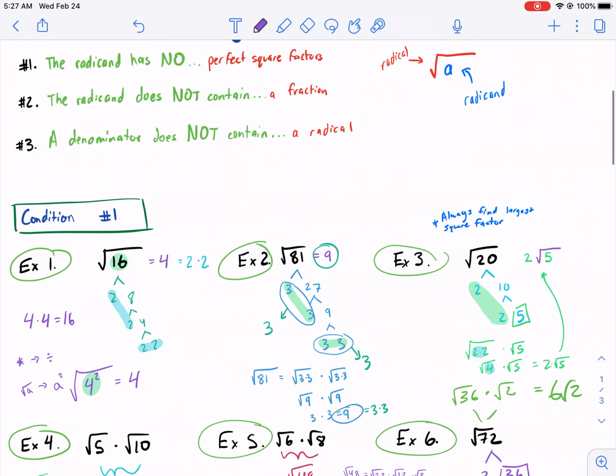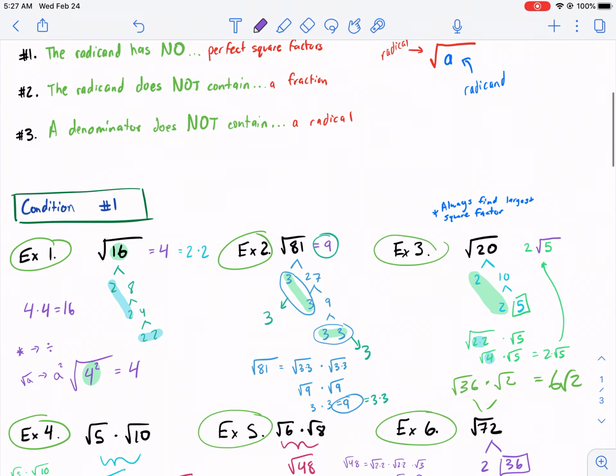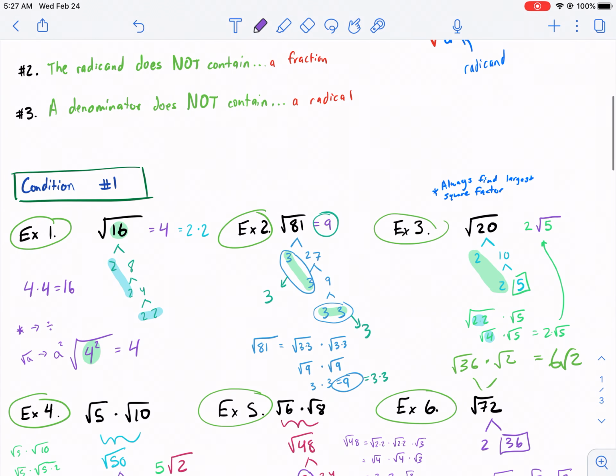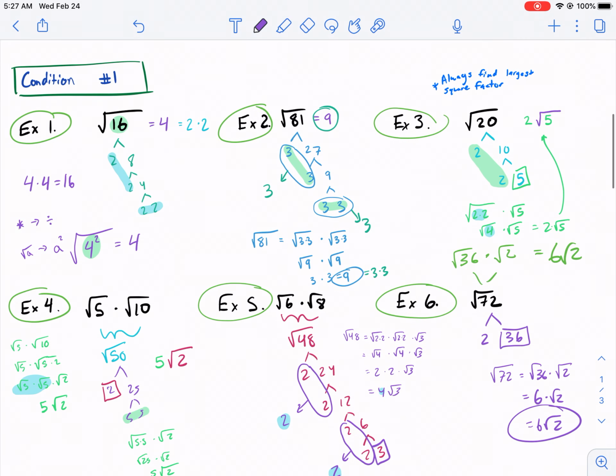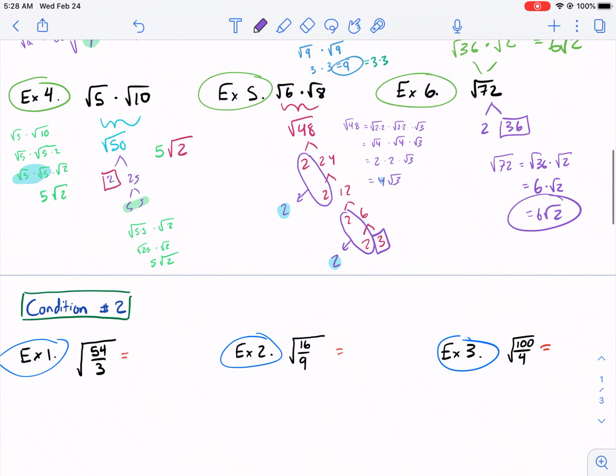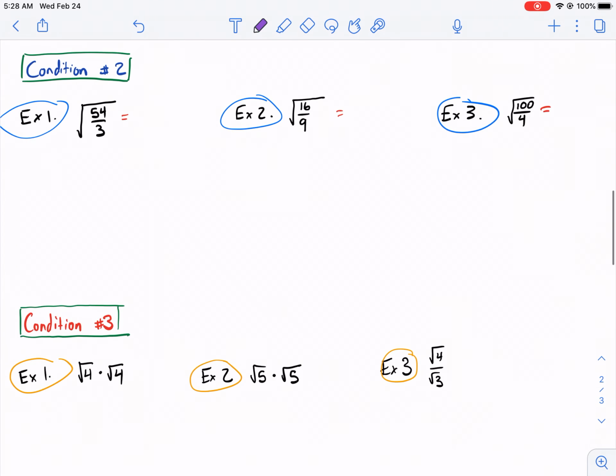In part 1, we gave an intro of what a radical is, and then we talked about the first condition, which was that there are no perfect squares when you simplify a radical. So you have to get rid of all the perfect squares. And now condition 2 is you can't have a fraction underneath the radical. So what do we do?